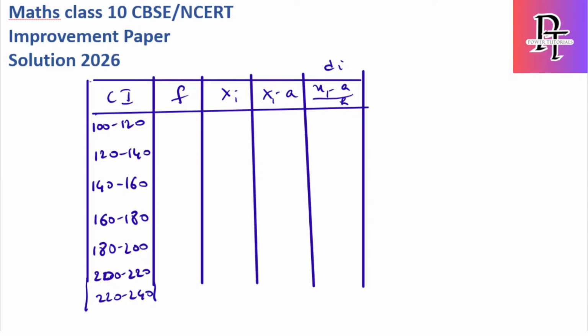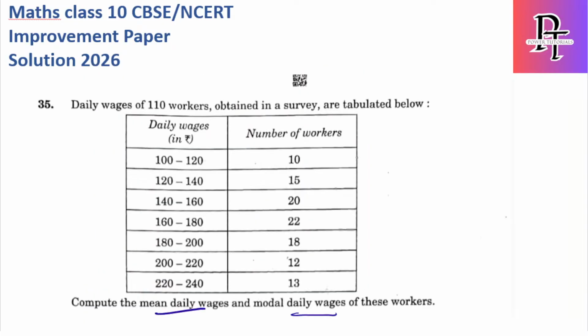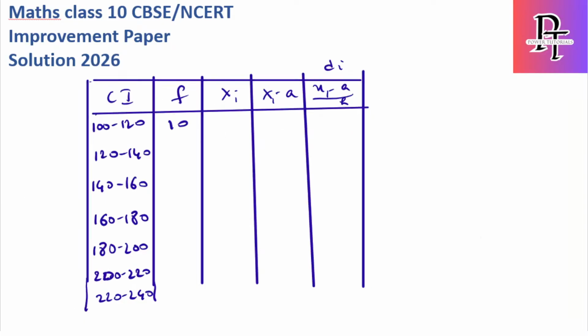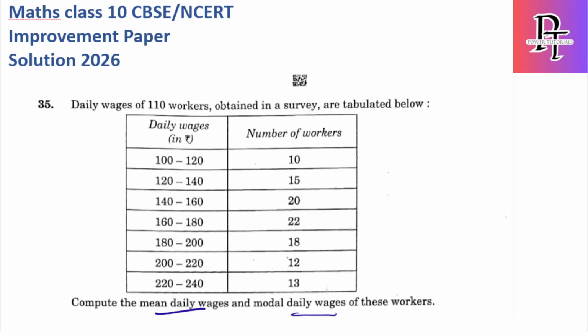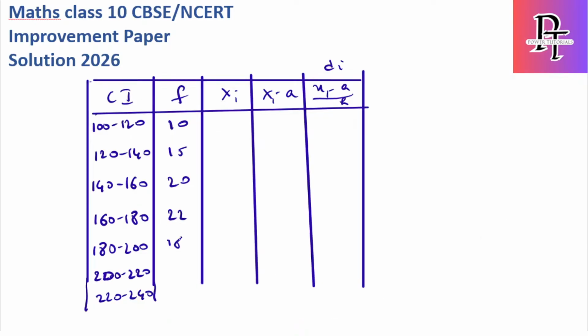Okay, now let's write the frequency values: 10, 15, 20, 22, and then we have 18, 12, 13. Let's mark it. So make sure you use a scale and pencil if you are drawing the borders. But for values you can use your pen.